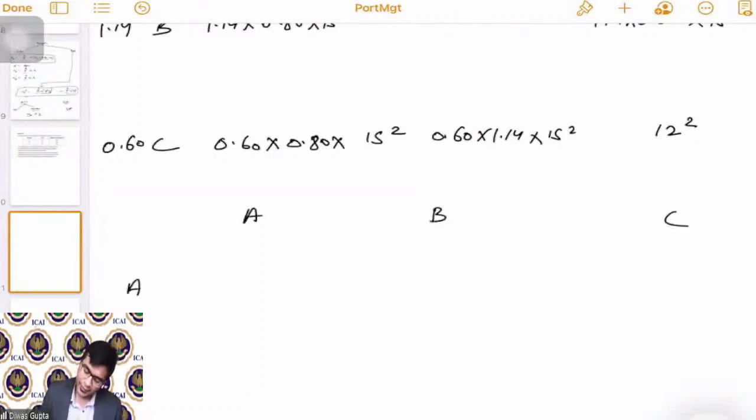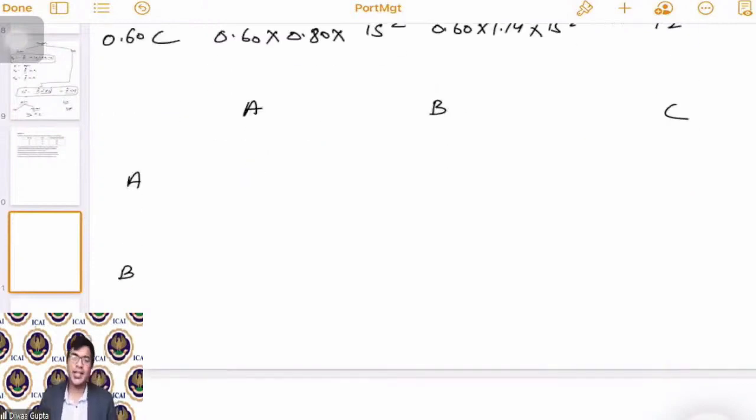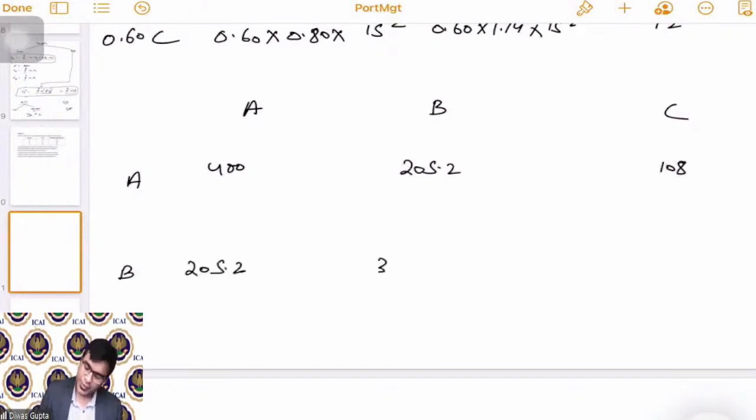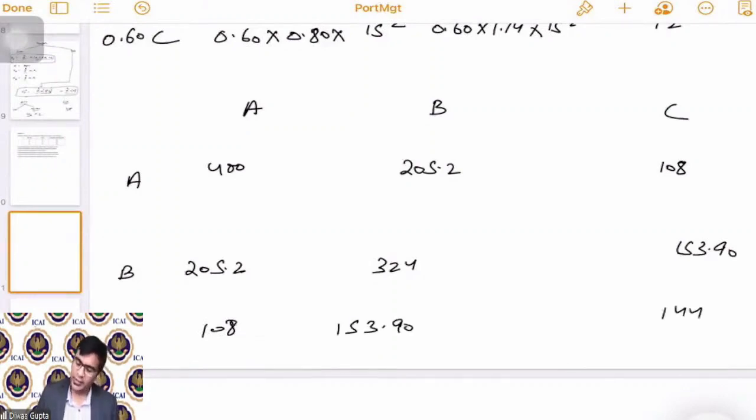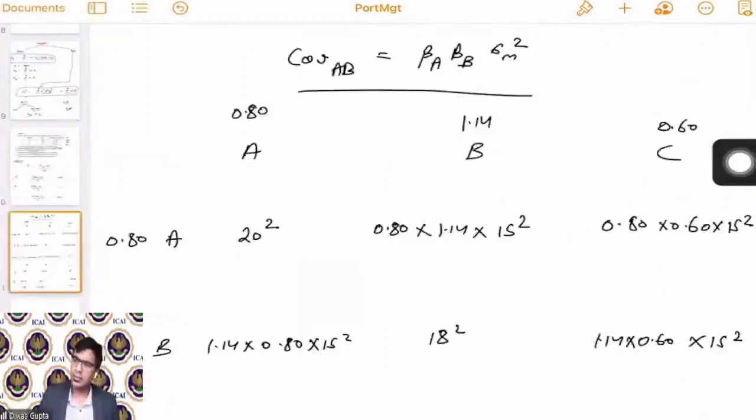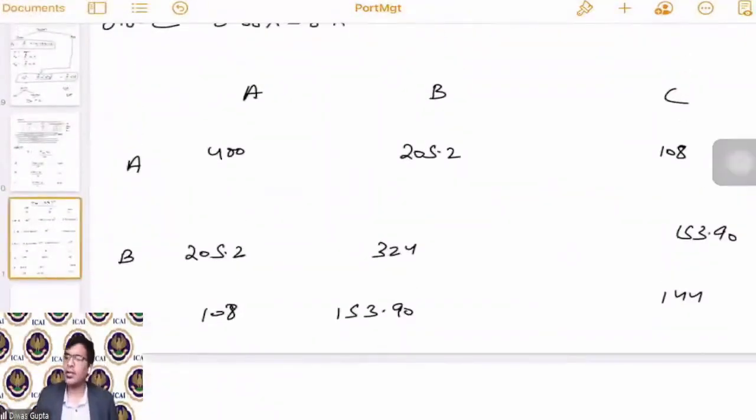Now, finally, writing the answer. So the covariance between A and A is 400. After solving the above equations, we have 205.2, 108, 205.2, 324. B and C will be 153.90. C and A will be 108, 153.90. And here it will be 144. Okay, students, so this way we have calculated even the covariances.